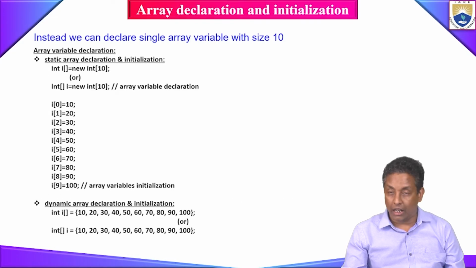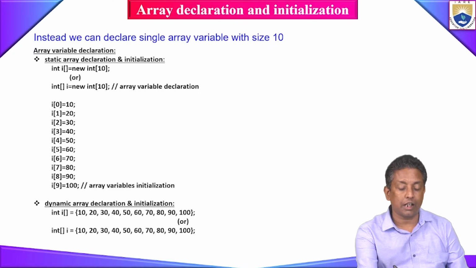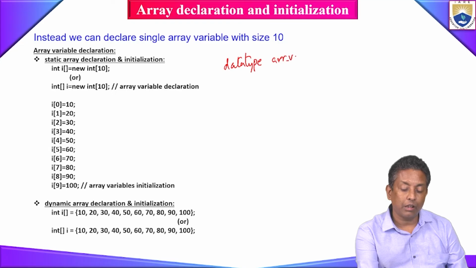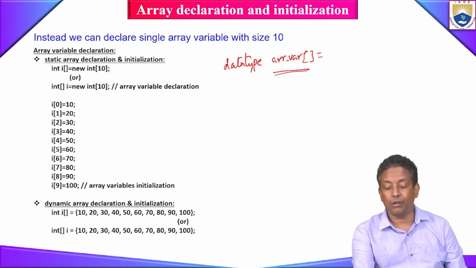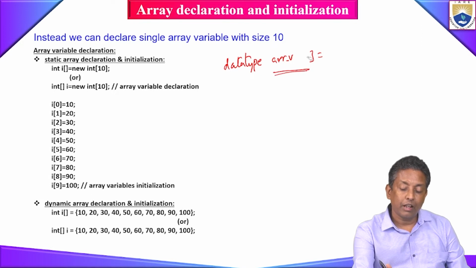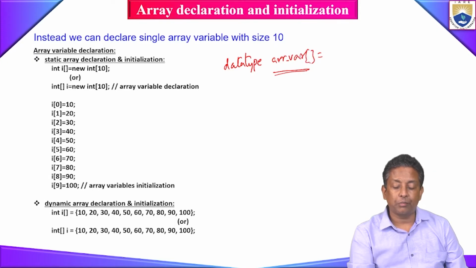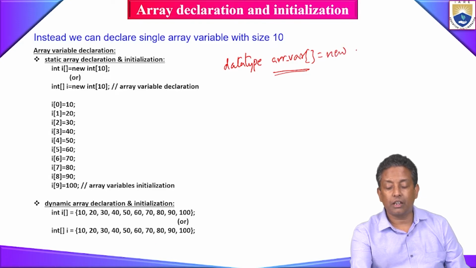So if you want to declare an array, the syntax is: first the data type, and then followed by the array variable name with a square bracket. The square bracket indicates that it is an array variable. If you don't write the square bracket, then it will be assumed as a normal variable, a scalar variable, a single variable. If we put the square bracket, it will be assumed as an array variable.